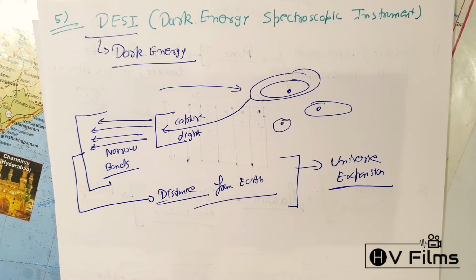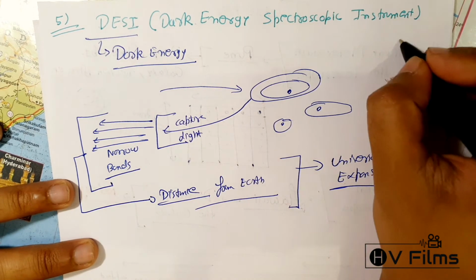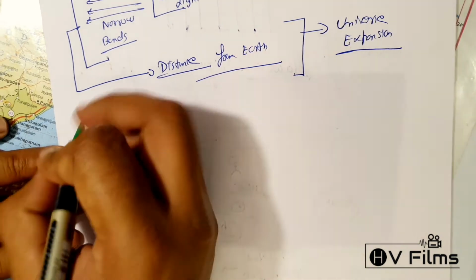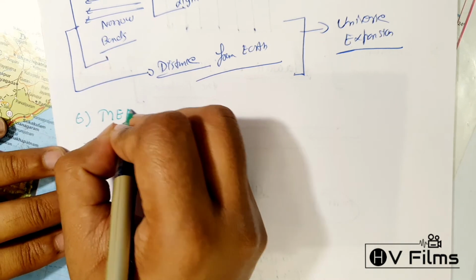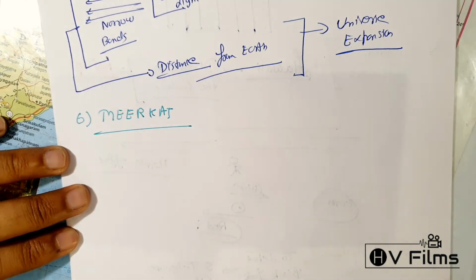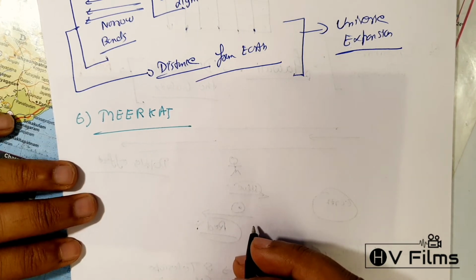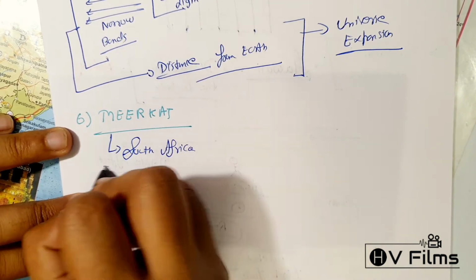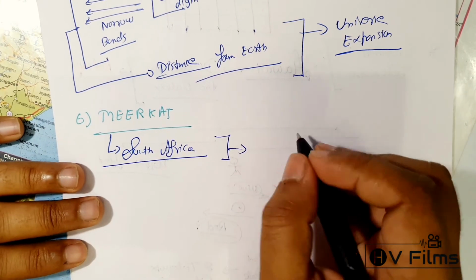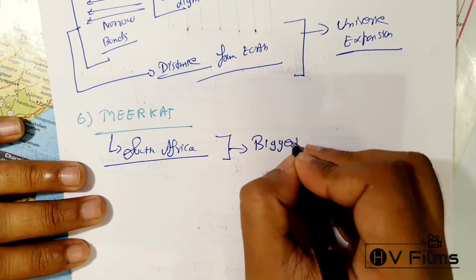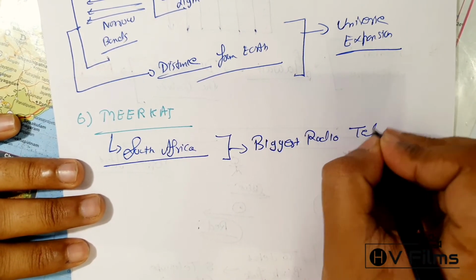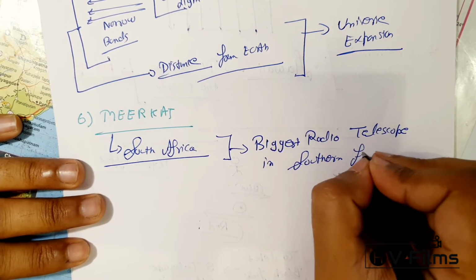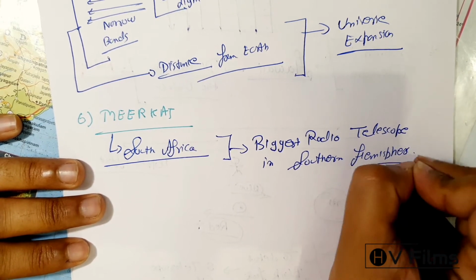And it is basically Berkeley. Berkeley is in the US, so it's a US project. Apart from that, the next one in the list is MeerKAT. It was inaugurated in South Africa, and it will be the biggest radio telescope of its kind in the southern hemisphere. So it is in South Africa, and it is basically the biggest radio telescope in the southern hemisphere. So this is what it is about.